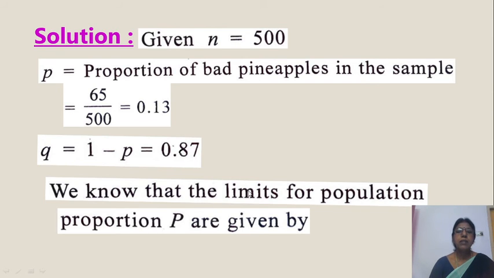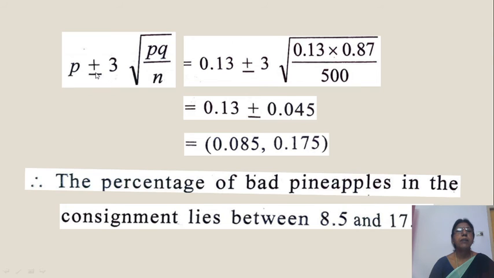We know that the limits for population are given as P plus or minus 3 root of PQ by N. This is for the Z alpha by 2 value, 3. You take minus 3, you get the lower limit; take plus, you get the upper limit. Now directly we find the values. When you take minus, you get 0.13 minus 0.045 is 0.085, and take plus, you get this value. This is the interval.